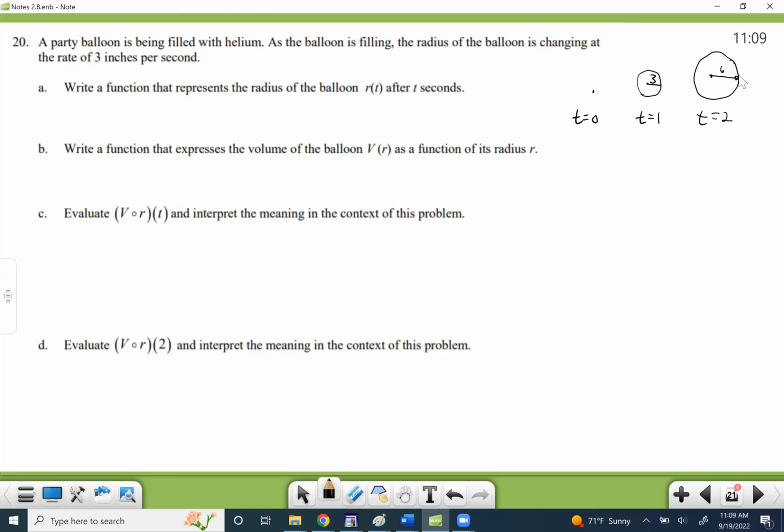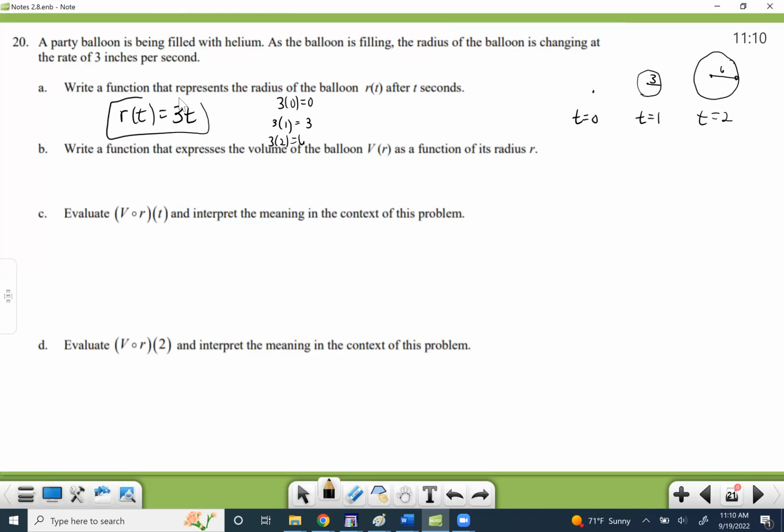Write a function that represents the radius of the balloon after t seconds. Well, it's changing 3 inches every second, 3 inches per second. So 3t or 3x, whatever variable you want to put there. And this works because what happens when you plug a 0 in? 3 times 0 gets you 0. That matches. When you substitute a 1 in, 3 times 1 gets you 3. That matches. 3 times 2 gets you 6. That matches. So it's working. Whatever you put down, you always want to check it.